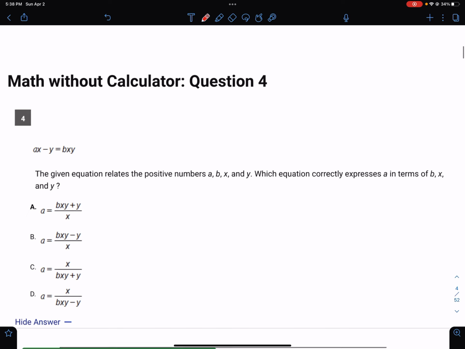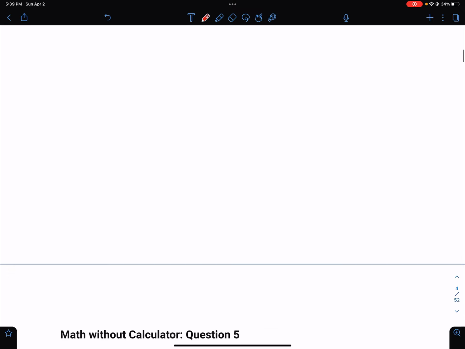Come down here for this one. Okay, just by looking at the answer choices, this is solving for a certain variable. Get the variable alone. Let's move the y over to the other side. Ax equals bxy plus y. Dividing everything by x, you have the a alone. That's it. Sweet. Let's keep going.